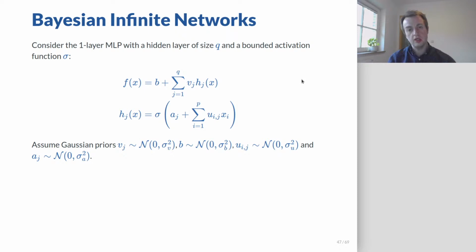There is an interesting development to do when you further assume that the width of this neural network becomes infinite, right? If you do that, and on top of these infinitely many weights you put a distribution, then what you obtain is known as a Bayesian infinite network.